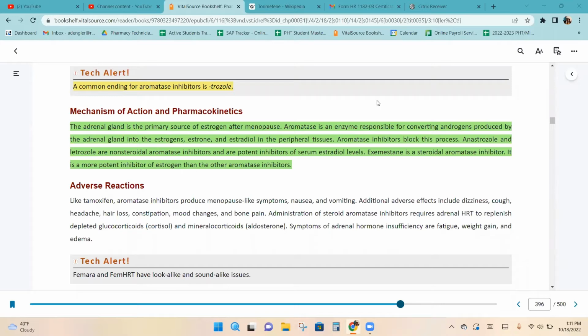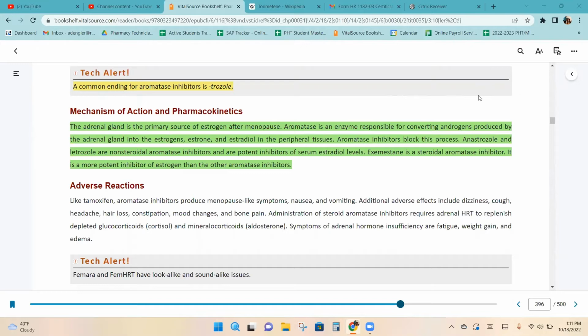The adrenal gland is the primary source of estrogen after menopause. Aromatase is an enzyme responsible for converting androgens produced by the adrenal gland into the estrogens, estrone, and estradiol in the peripheral tissues. Aromatase inhibitors block this process. Anastrozole and letrozole are non-steroidal aromatase inhibitors and are potent inhibitors of serum estradiol levels.